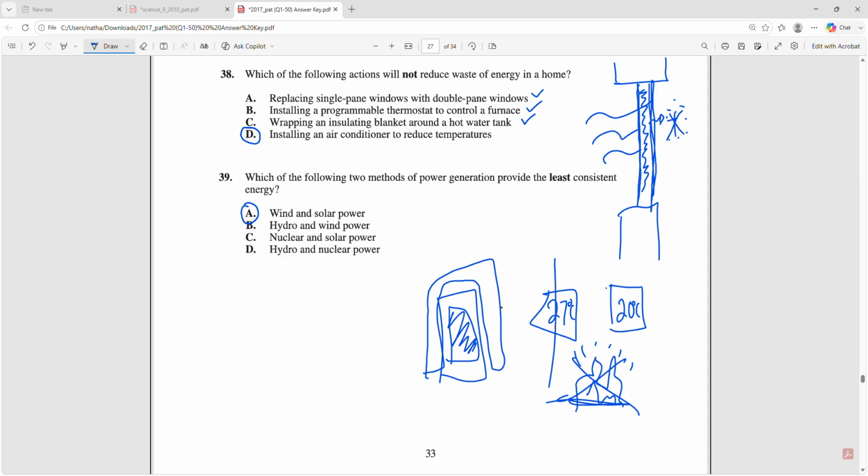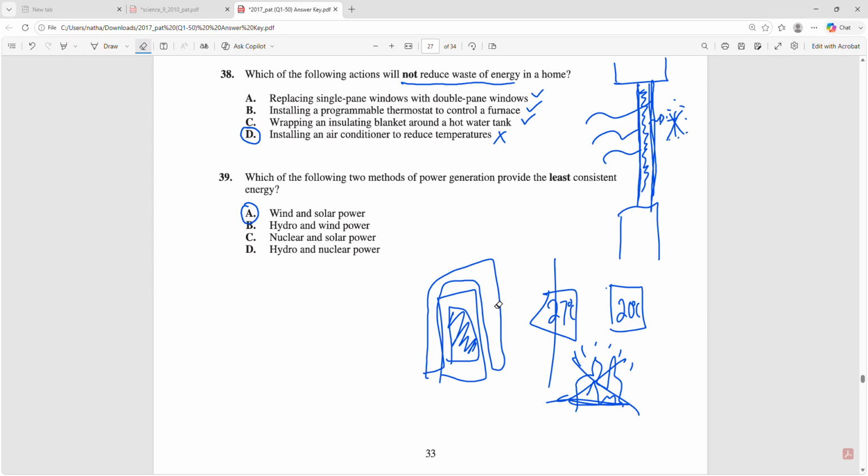Installing an air conditioner to reduce temperatures. Well, air conditioners use energy to make the home cooler. So that's definitely not an energy saving device, right? If anything, it's going to use more energy. So this is not a way to reduce energy waste. So that's the answer we're looking for there.